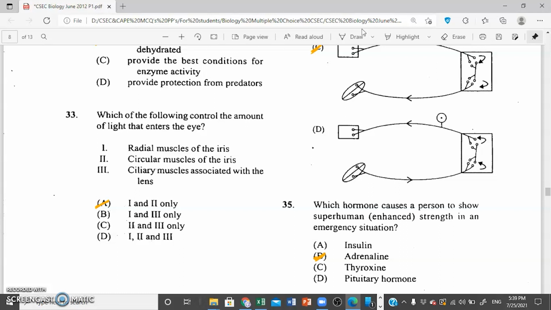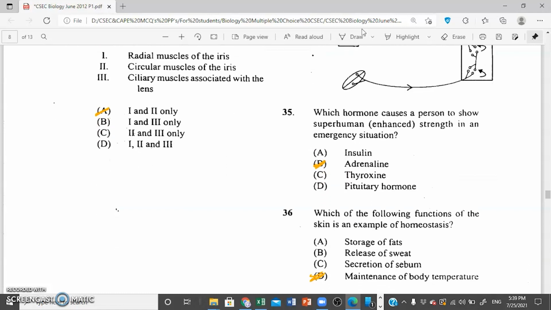The ciliary muscles have nothing to do with the amount of light entering the eye, but they have to do with the bending of light rays. So the answer here is A, 1 and 2. Radial muscles of the iris and circular muscles of the iris.